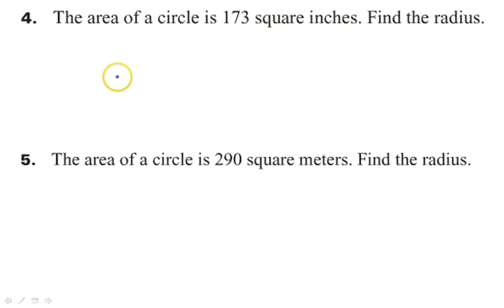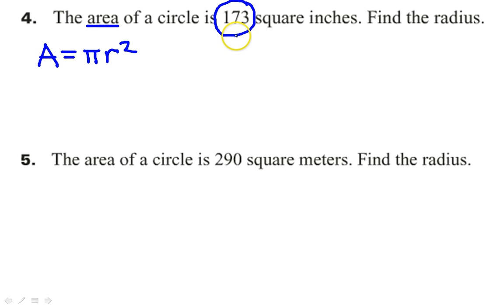All right, look at number 4. The area of the circle is 173 square inches. Find the radius. All right, again, we're being given the area. If they give you the area, use the area formula. Substitute into the area formula. So let's just start off like this. Area is pi r squared. So if I were you, I would just go ahead and write down the formula itself for a second. Area equals pi r squared. Now, we're being given that the area is 173.